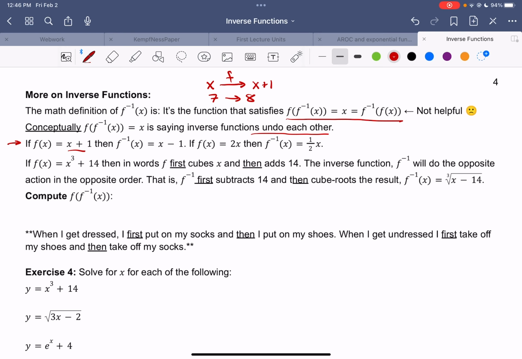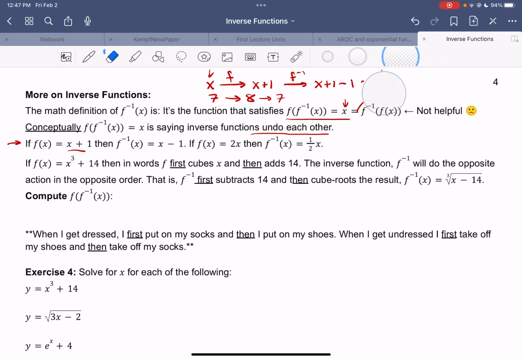So how do I undo that? Well, I should subtract 1. If I subtract 1 from what's given to me, then plus 1 minus 1, you get back to where you started. So what I wrote here is analogous to this expression. I did f, and then I did f inverse. And what I started with is what I ended with. I started with x, I ended with x. Start with 7, you end with 7.